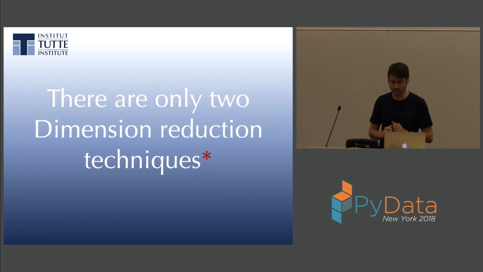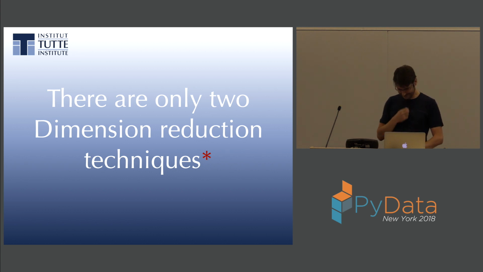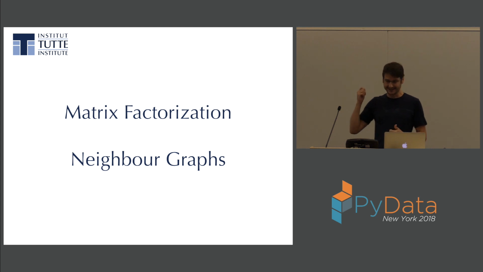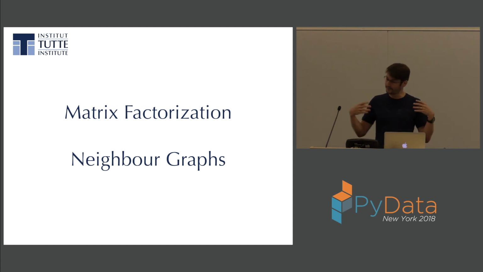Okay. So, first of all, there are only two dimension reduction techniques. In practice, that means really there's either matrix factorization or neighbor graphs, and that's pretty much all there is, other than feature selection techniques and one special case that I'll mention in a minute.